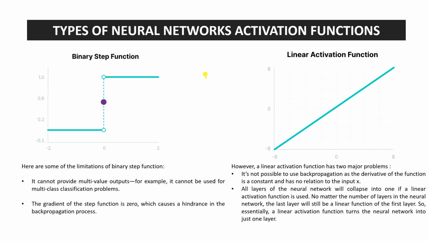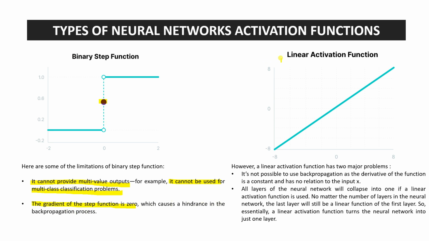The binary step function as well as the linear activation function have some limitations. In the binary step function, it cannot provide a multi-value output. For example, it cannot be used for a multi-class classification problem. The second one: the gradient of the step function is 0, which causes a hindrance in the backpropagation process. In the backpropagation process, you cannot use the binary step function.